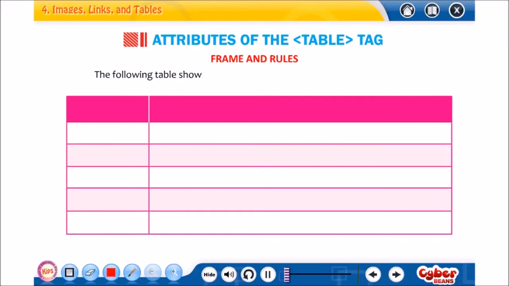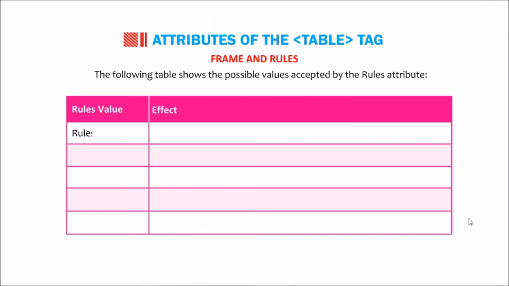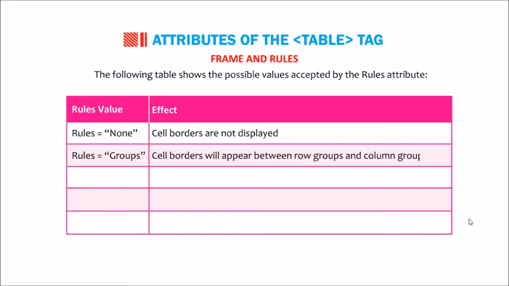The following table shows the possible values accepted by the rules attribute. Rules equals "none": cell borders are not displayed. Rules equals "groups": cell borders will appear between row groups and column groups only.